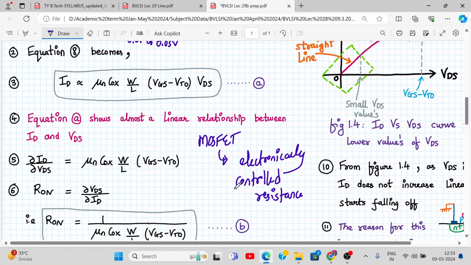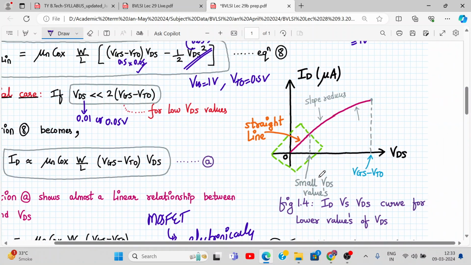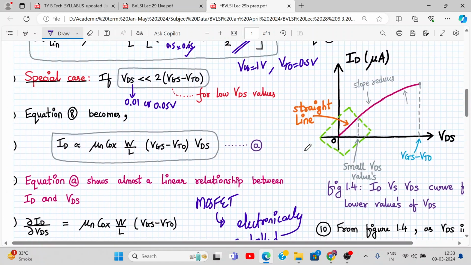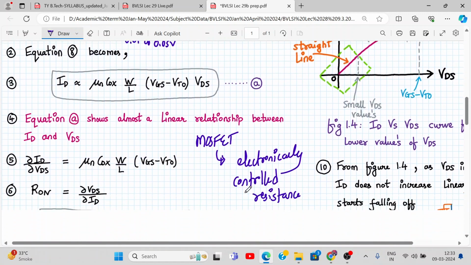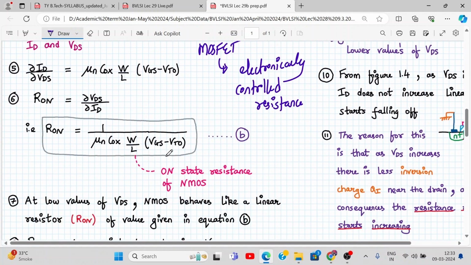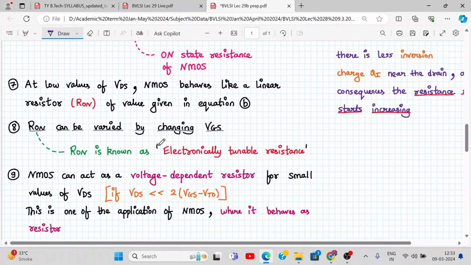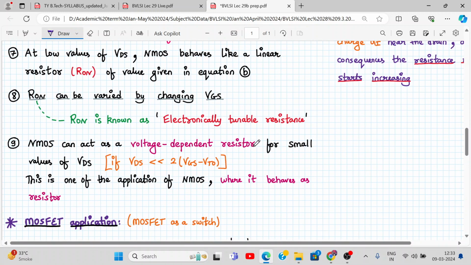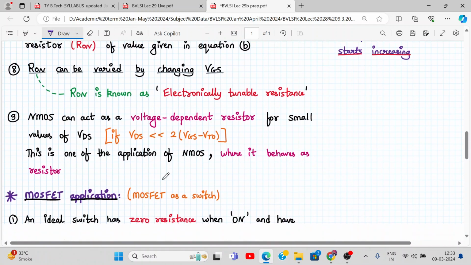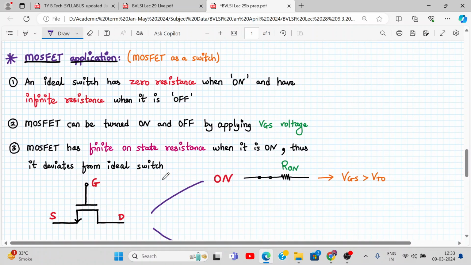One of the applications of a MOSFET is that at very low value of VDS, your ID behaves linearly with VDS, and under those conditions R on is the on-state resistance, which can be electronically controlled by controlling the VGS voltage. That's why it's called a voltage dependent resistance under these conditions. Now another application is a switch.